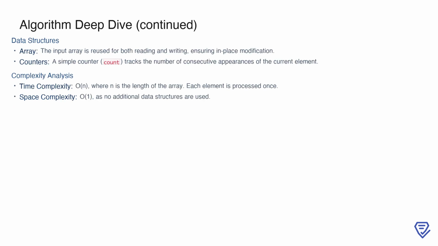From a data structures perspective, this algorithm efficiently reuses the input array for both reading and writing, ensuring in-place modification. The only additional variable needed is the count, which tracks the number of consecutive appearances of the current element. In terms of complexity, the time complexity is O(n), where n is the length of the array, since we make a single pass through the array. The space complexity is O(1), as no additional data structures are used. This makes the solution highly efficient and suitable for large input sizes.